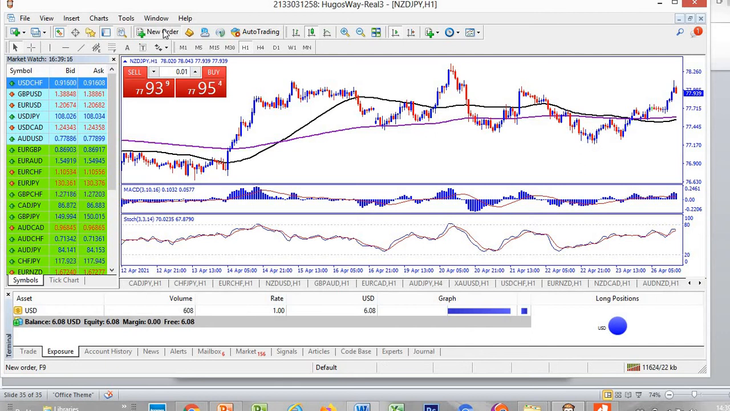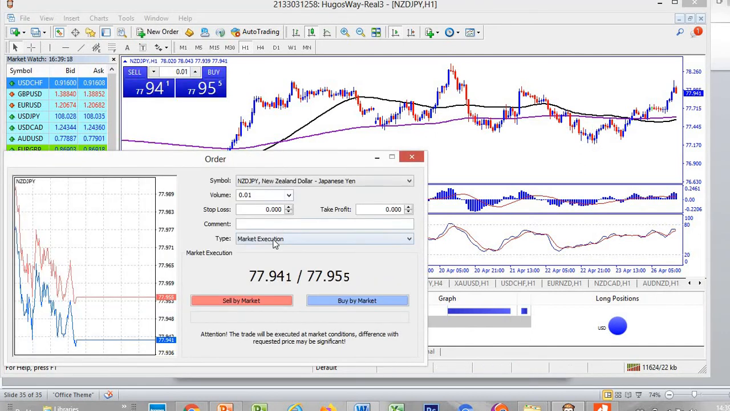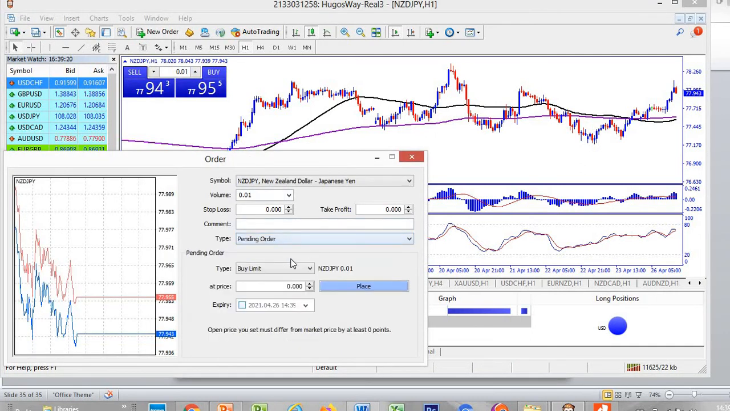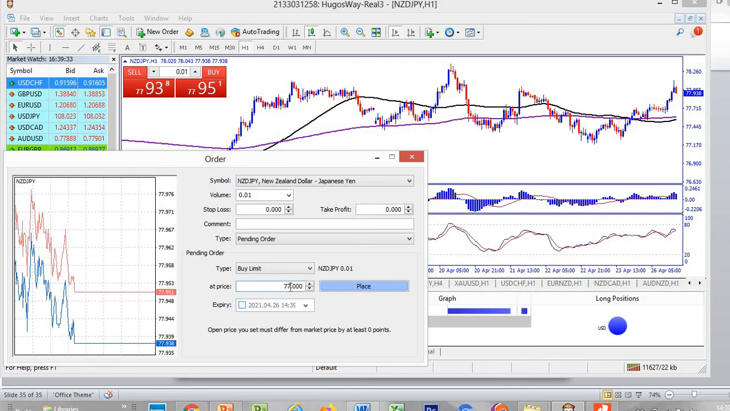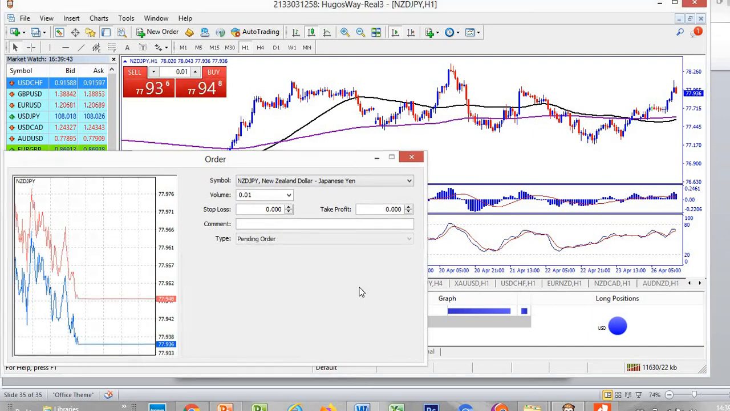I come here, click on new order. All right, I change this to pending order. Okay, then it gives me buy limit. The other one we did initially was buy stop. So I will now set the price at, let's say, 77.715. Okay, 77.715, and I'll just click on place.